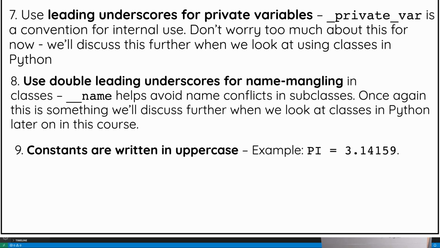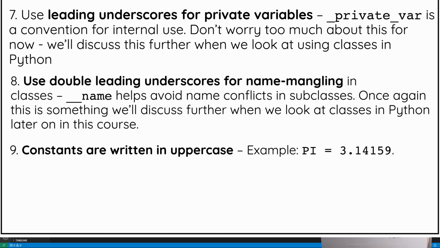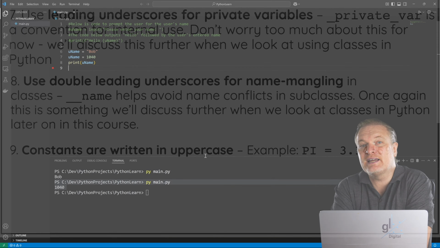Constants are written in uppercase. For example, pi equals 3.14159. It is important to note that following these conventions improves code readability and maintainability.